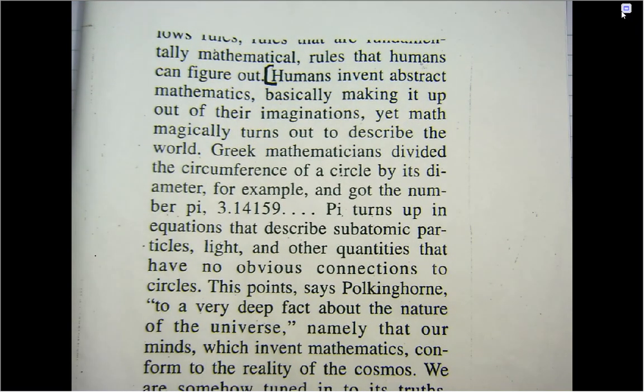Humans invent abstract mathematics, basically making it up out of their imaginations, yet math magically turns out to describe the world. Greek mathematicians divided the circumference of a circle by its diameter, for example, and got the number pi. How many of you have heard of pi? Okay. So pi turns up in equations that describe subatomic particles, light, and other quantities that have no obvious connections to circles. In fact, we'll see one of those strange occurrences later on in the semester.